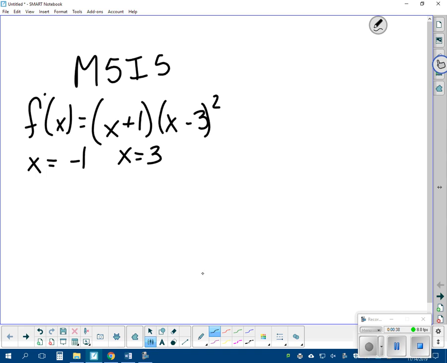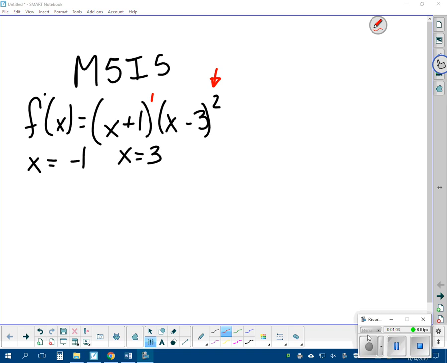Then towards the end of the lesson, we talked about multiplicity, and that is basically how many times a factor is a factor. So x plus 1, that root, -1, has a multiplicity of 1. X minus 3, the root 3, has a multiplicity of 2. Do you remember what that means or how it affects your graph?